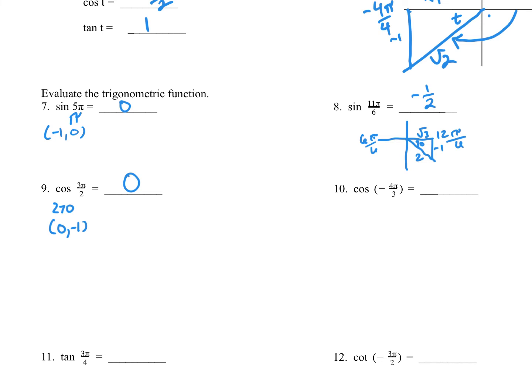Number 10, cosine of negative 4/3 pi. So if I drew a quick picture, this is negative 3 pi over 3, so that's a little bit beyond that. So 4/3 is going to be here by 1/3, or pi over 3, and pi over 3 corresponds to 60. So this is actually 60 degrees. So this is 60. Then this is root 3, this is negative 1, this is 2. My cosine is then negative 1/2.